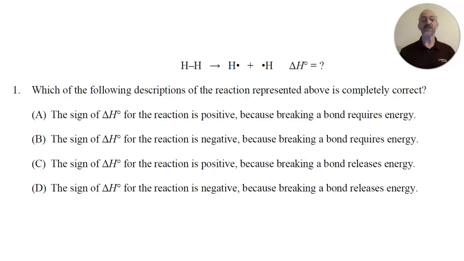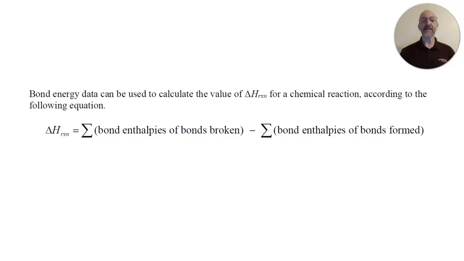Now let's move on to the practice for topic 6.7. This is question 1. In question 1, we are given a chemical equation that shows the breaking of a bond between 2 atoms of hydrogen, and the question asks, which of the following descriptions of the reaction represented above is completely correct? So we'll be looking at, in topic 6.7, how to calculate the value of delta H for a reaction.